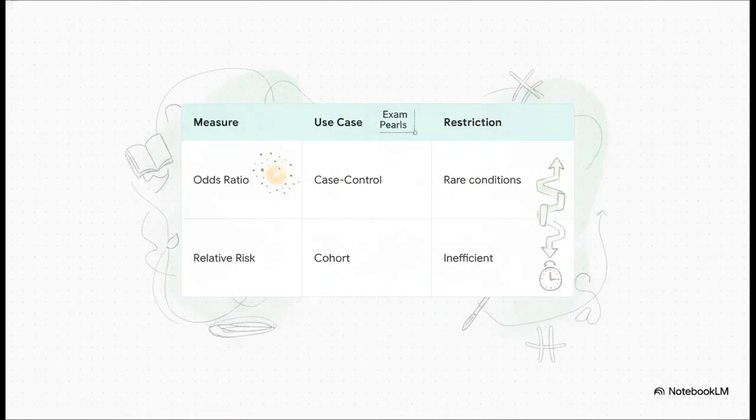Let's hit the exam pearls. Odds ratio use cases apply to categorical data in case control frameworks. Relative risk restrictions dictate that it requires a cohort study, which is highly inefficient for rare conditions.